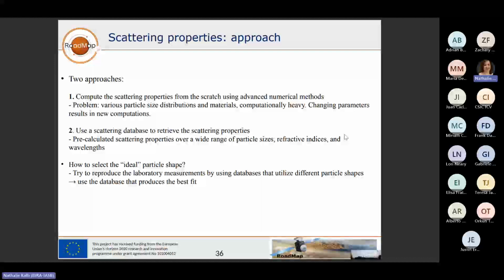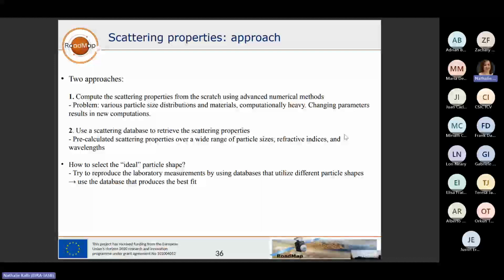Luckily, some people have done the computations for us. There are scattering databases available to everybody where they have pre-calculated scattering properties over a wide range of particle sizes, refractive indices, and wavelengths. So this is what we chose to do, because it's much simpler: to use a scattering database to retrieve the scattering properties.